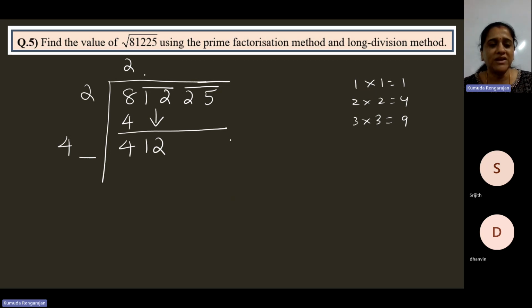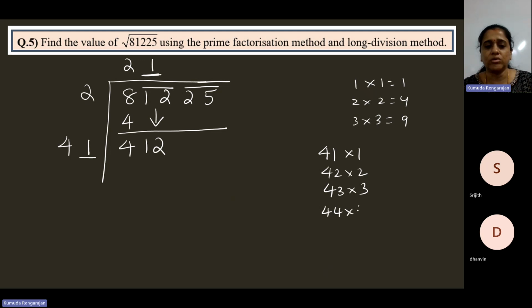Then place a dash here and a dash here. Whichever digit you write here, the same digit you must write here also. So if you put a 1 here, you should put a 1 here. Then the product is 41 into 1, or it will be 42 into 2, or 43 into 3, or 44 into 4, 45 into 5. So check which product gives 412, or you should find the product just less than 412.